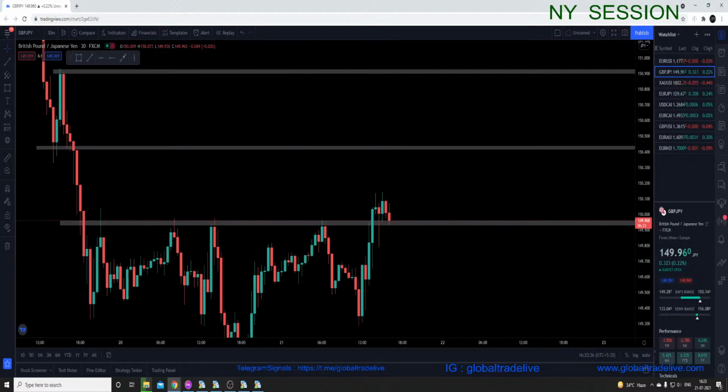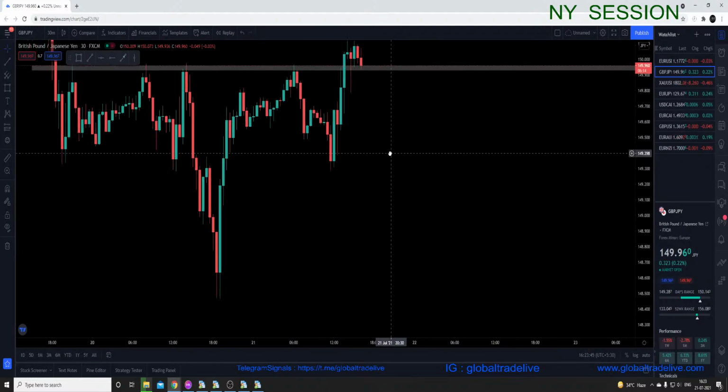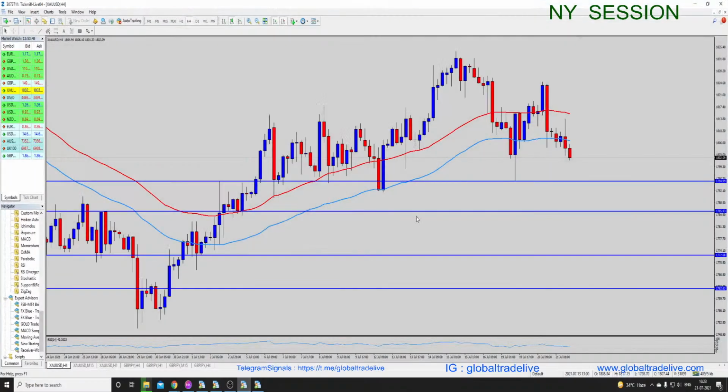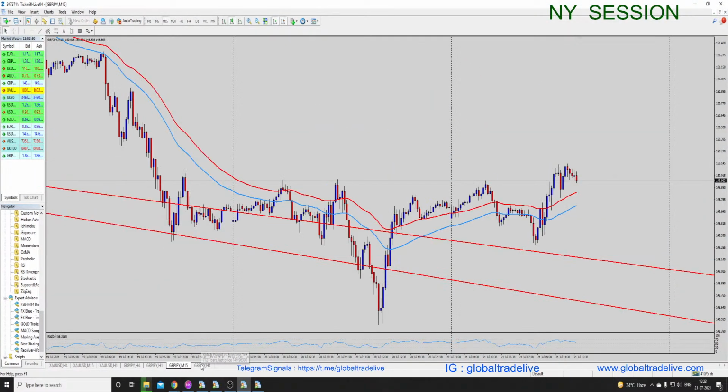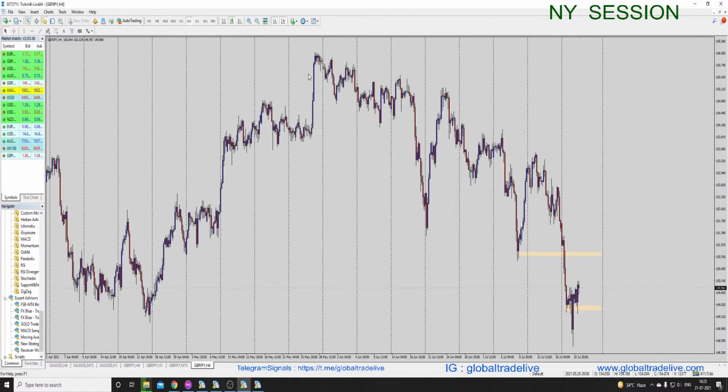In 6 minutes the 30-minute candle in GBPJPY will be closing. Let's draw some trend lines in the bigger time frames. This is 15 minutes, this is 1 hour. Let's go to the 4 hour and squeeze the graph here and see what information we have at this point.